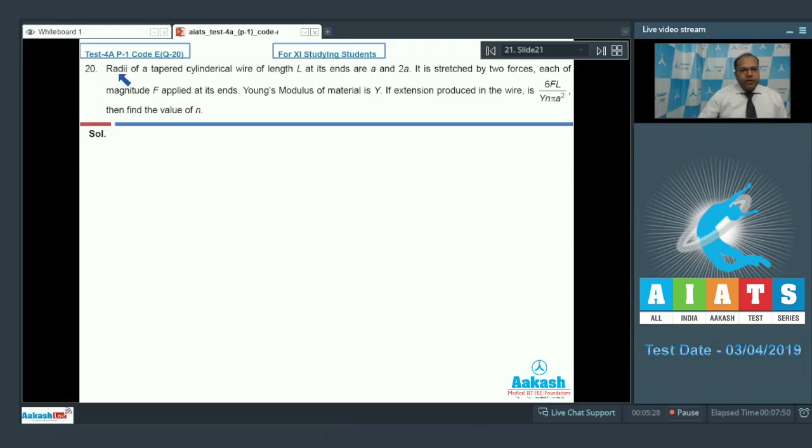In question number 20, the radii of a tapered cylindrical wire of length L at its ends are A and 2A. It is stretched by two forces, each of magnitude F, applied at its ends. Young's modulus of the material is Y. If the extension produced in the wire is 6FL divided by N pi Y A square, then find the value of N. Suppose this is my tapered wire. The radius here is given as A, and the radius here is given as 2A.